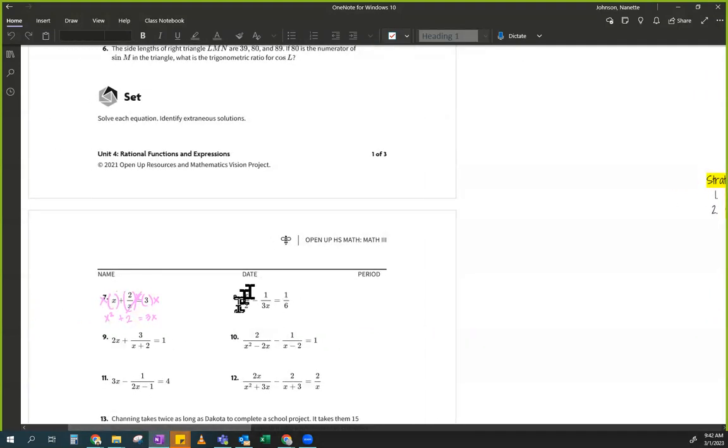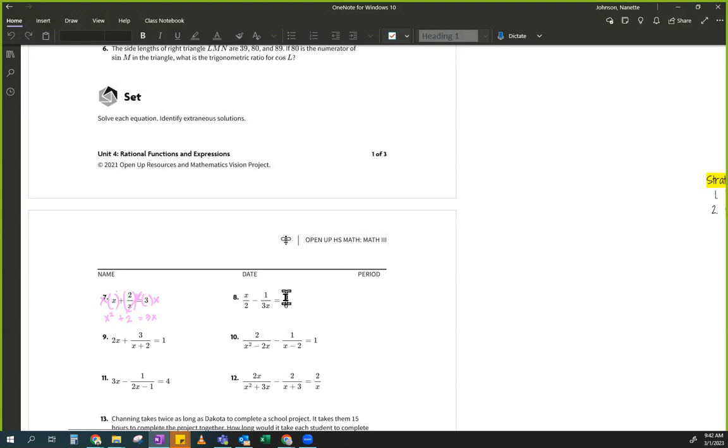So it's asking us to solve this equation and then find if there are any numbers that pop out as a solution, disguised as a solution, but when I plug it back into the original equation, it does not work. The very first thing I'm going to do is copy this equation here and then do all my work. So the equation is x over 2 minus 1 over 3x equals 6.